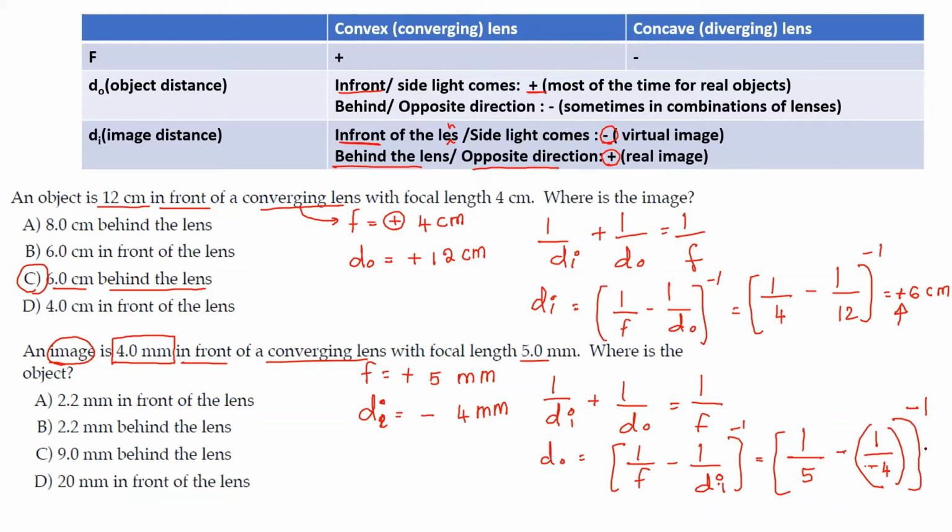So what do you get when you do that? 1 divided by 5 plus 1 divided by 4, then the inverse. So 2.22, right? Did you get the same thing? So I got plus 2.22. So this is D naught. D naught positive means it is in front of the lens. So 2.22 in front of the lens, A.